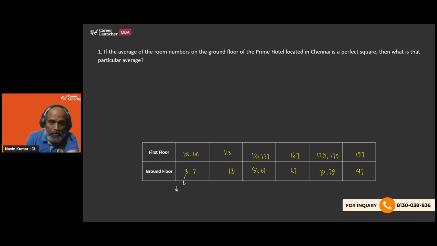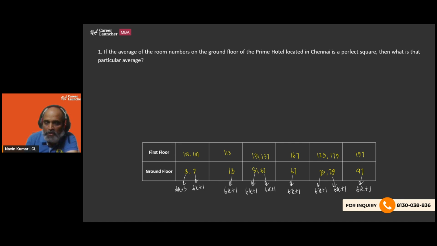So 3 is of the form 6k plus 3, 7 is of the form 6k plus 1, 13 is of the form 6k plus 1, 31 as well, 37 as well, 67 as well, 73 as well, 79 as well, and 96 plus 1 is 97.